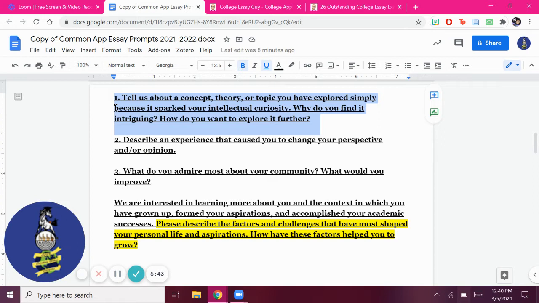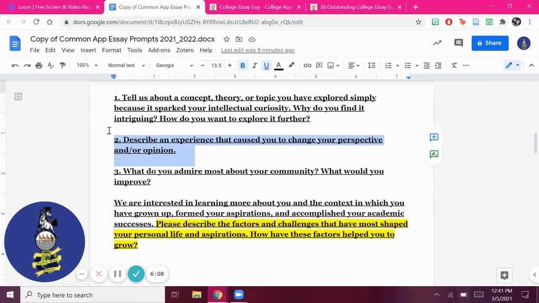You could write about a specific scientific study that you were interested in, or a particular piece of technology that you researched, or philosophers or philosophy that you have explored. And there's a whole world of different things that you could write about.